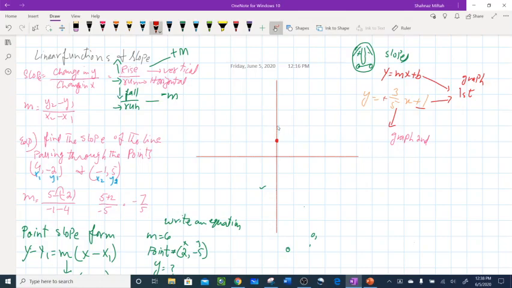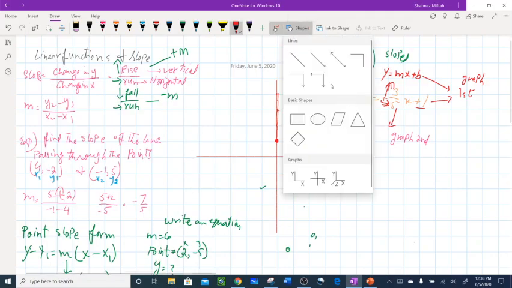That's 3. I'm counting these spaces: 1, 2, right there, and that's a 3. And I'm running 5. That's rising and that's running. This is rise, that's run to the right. So I'm running to the right from here: 1, 2, 3, 4, and 5. So here's my point.